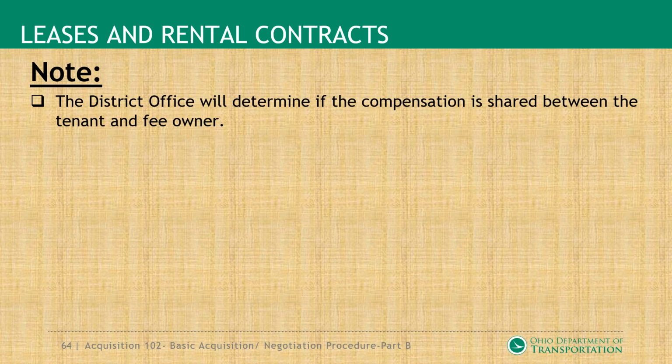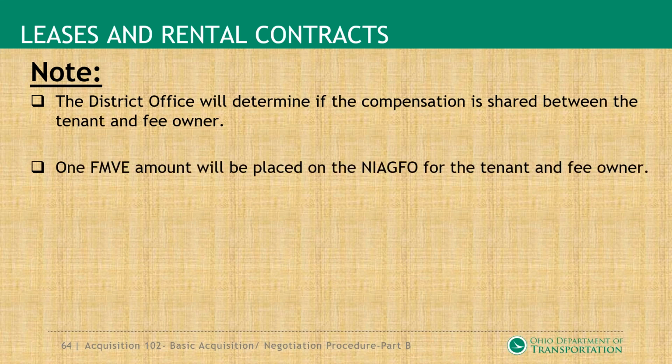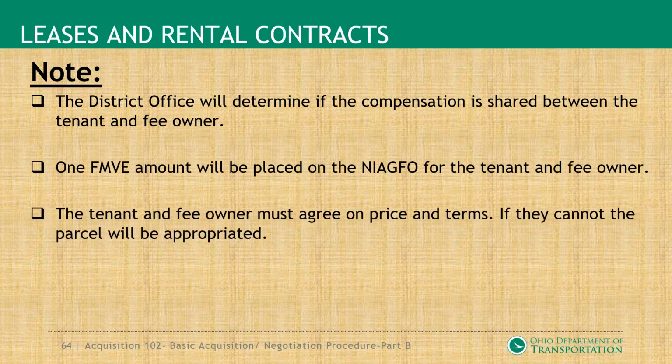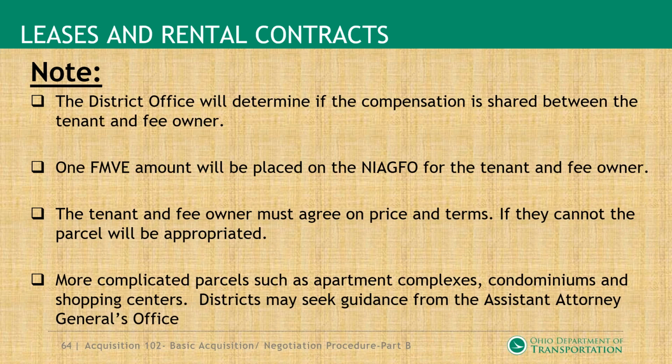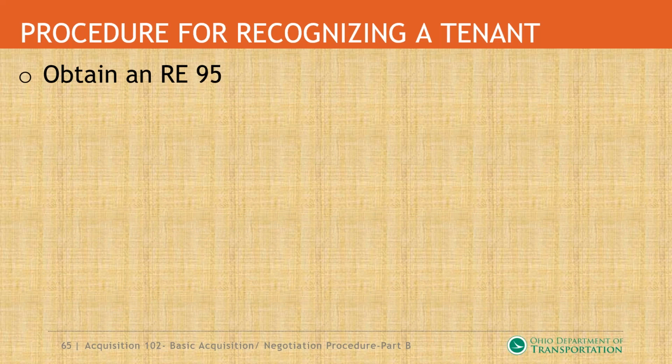District offices or the agency will determine if compensation is shared between the tenant and the fee owner. One FMV amount will be placed on the NIAGFO for the tenant owner and fee owner. The tenant and fee owner must agree on price and terms. If they cannot agree on price or terms, the parcel will be appropriated. This could get complex in such cases. If you have a condominium or apartment complex or shopping centers, you may need to seek guidance from the Attorney General's office or appropriate legal counsel if you're working with an LPA.